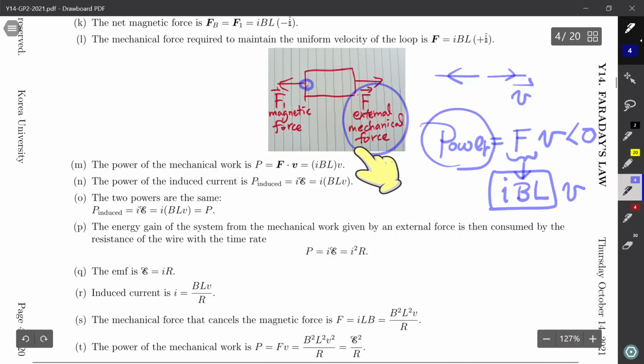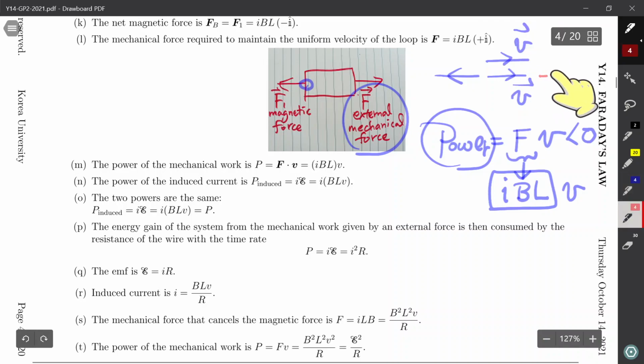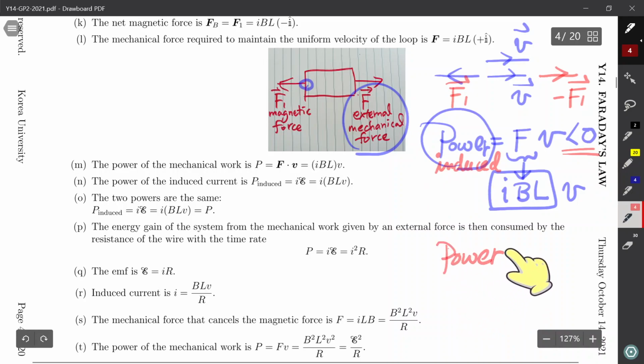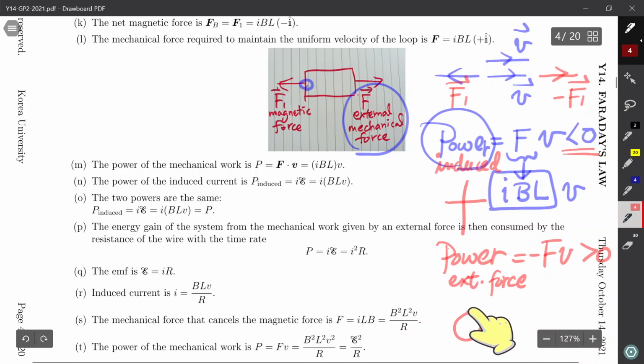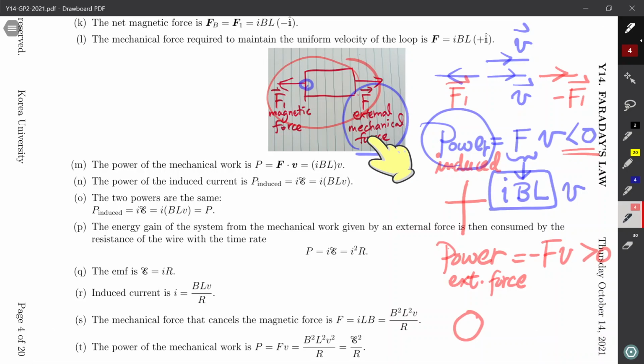Your external force is, the V is the same, but your external force is to the right. So the induced current's power is negative, and the power of your external force, minus F_B, is positive. The sum of the two powers is 0. That's the reason why this whole loop is moving with the same velocity. The kinetic energy is invariant.